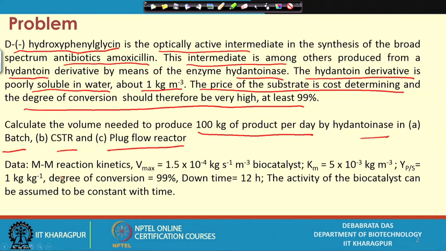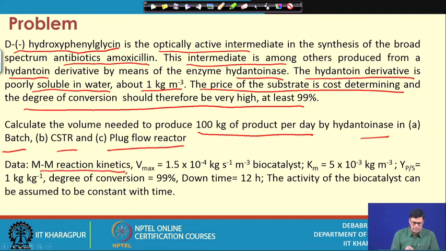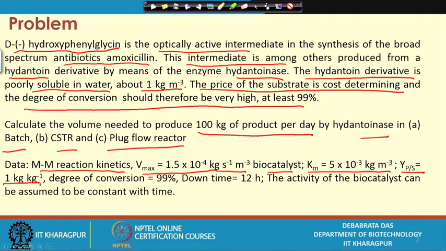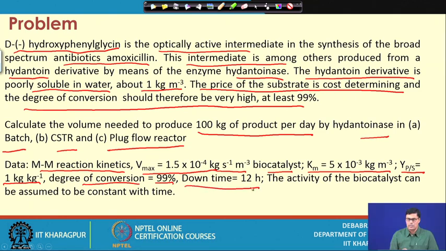Now, different kinetic constants are given, like Michaelis-Menten kinetics. Vmax is 1.5 times 10 to the power minus 4 kg per second per cubic meter of biocatalyst. Km value is given. Y P by S means product by substrate, that is, the stoichiometry of the process. That means 1 kg of substrate produces 1 kg of product, and the degree of conversion, as we mentioned above, is 99%, and downtime is 12 hours.